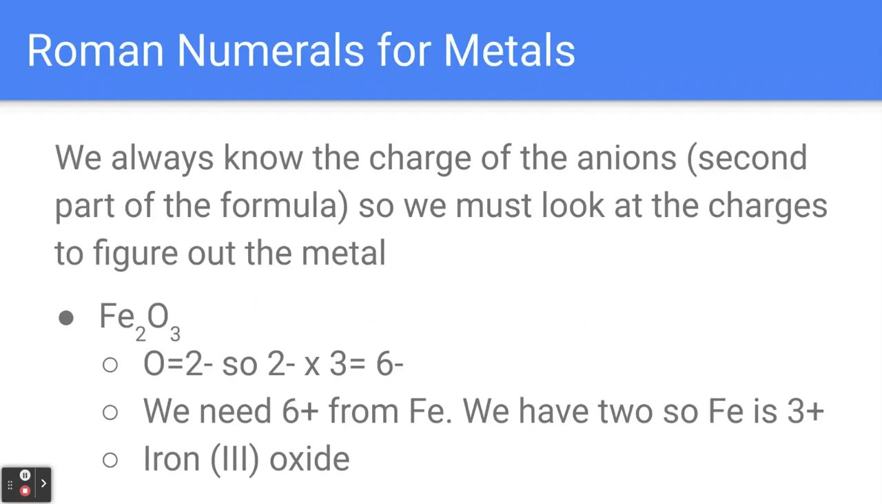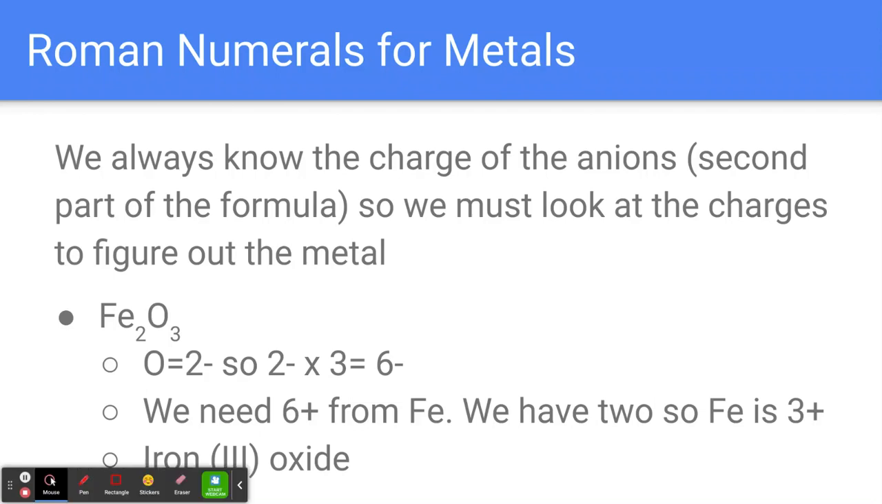So for the Roman numerals for our metals, we are always going to know the charge of the anions, which are the negative charged ones, okay? And so what we need to do is look at the charges of our negative anions, figure out how much negative charge we have. We have to have the same positive charge. So let's say we've got negative 8, for example. Then that means that our positive charge from the metal needs to be a positive 8. So we just have to do a little bit of math here to figure out what we've got going on.